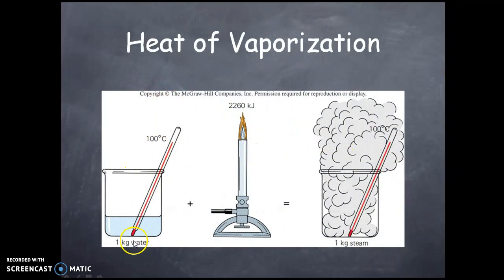You can see in this picture right here. Let's say that you have 1 kilogram of water at 100 degrees Celsius temperature. If you give 2,260 kilojoules of energy, the entire volume of this liquid will become steam, and the whole thing would have been evaporated.